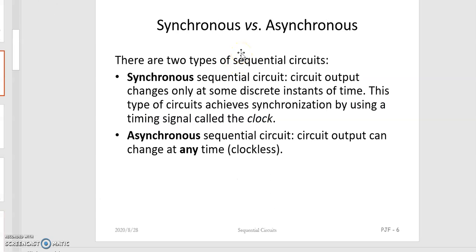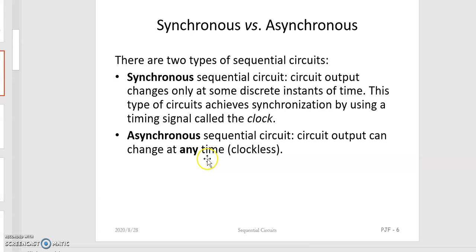Sequential circuits are of two types. One is synchronous sequential circuit and another one is asynchronous sequential circuit. In a synchronous sequential circuit, the circuit output changes only at some discrete instances of time. This type of circuit achieves synchronization by using a timing signal called the clock pulse. So the synchronous sequential circuit always contains the clock signal.